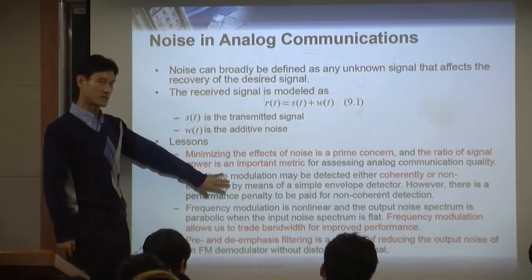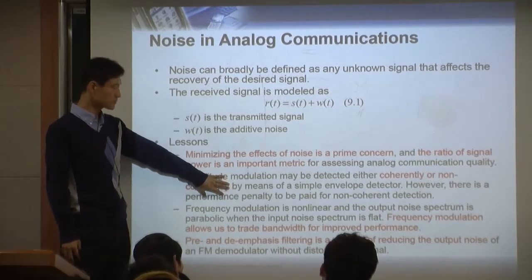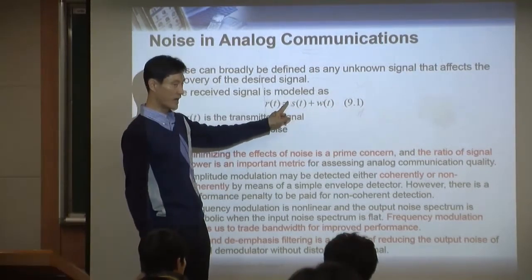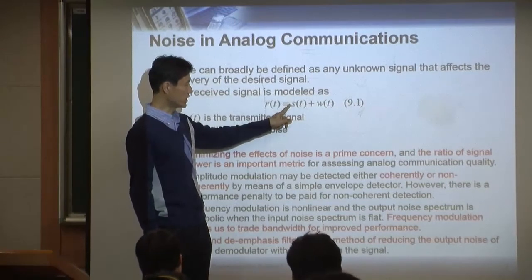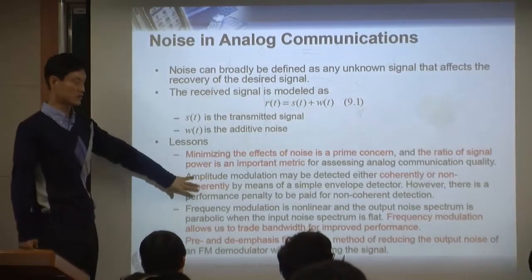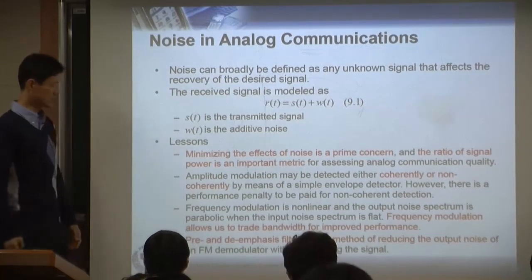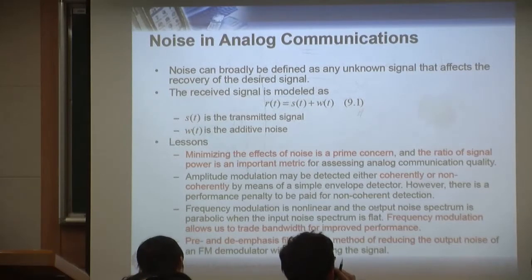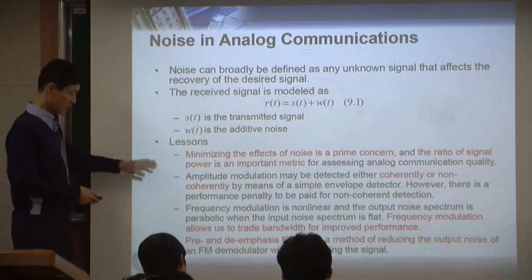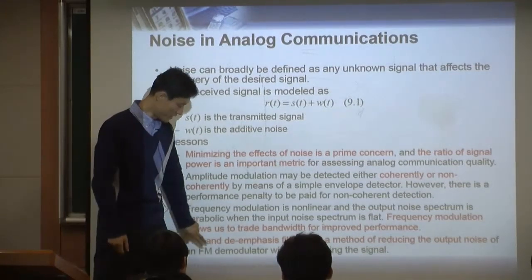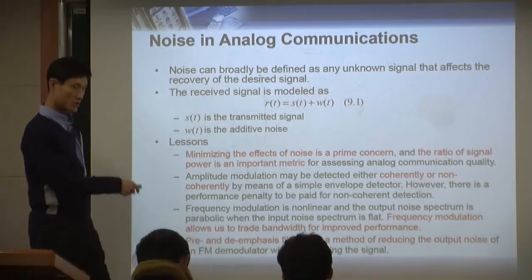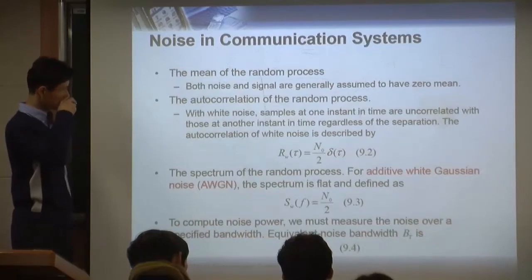In AM, that's not possible, right? Because you cannot change the bandwidth. In amplitude modulation, your signal is in the amplitude, and your amplitude will be affected by the noise. So there's nothing you can trade off, but in FM you can trade off between bandwidth and improved performance. In a later slide, we'll talk about these things. There is pre-emphasis and de-emphasis filtering, in order to reduce the noise. We'll talk about that in the next slide.